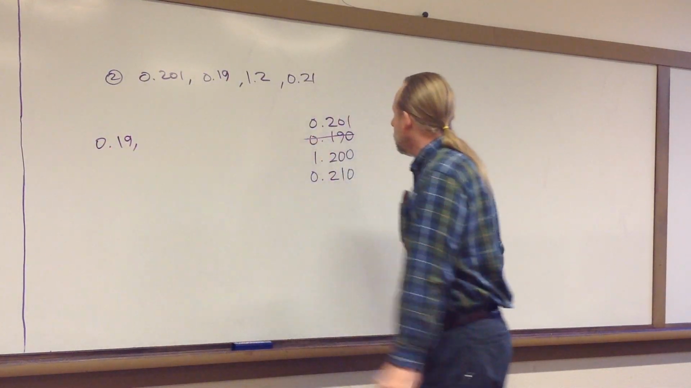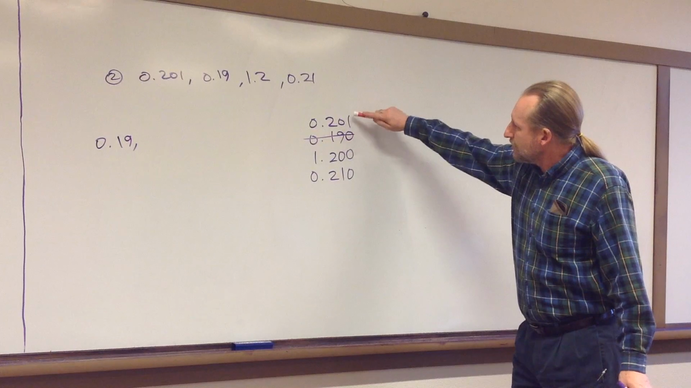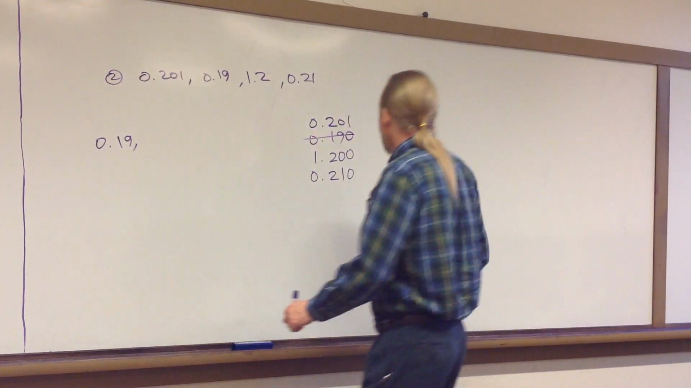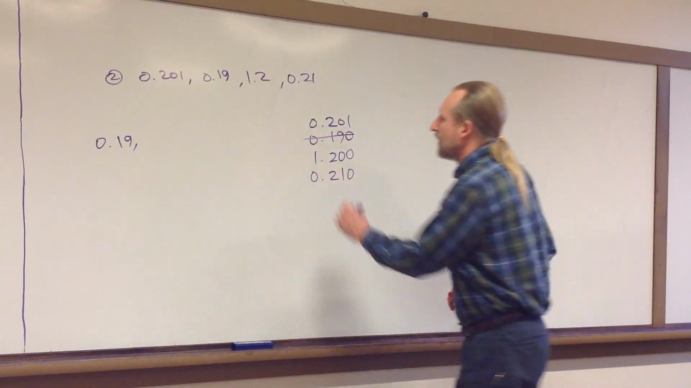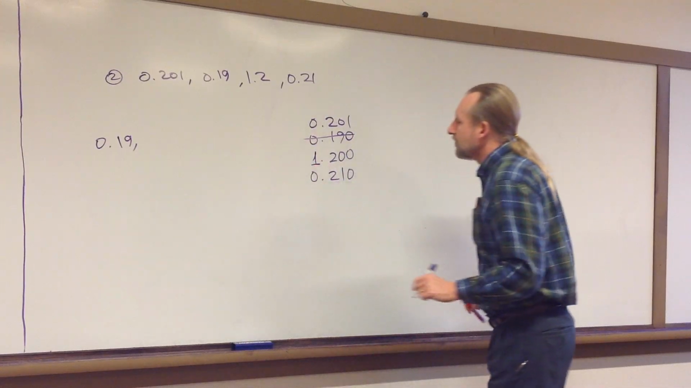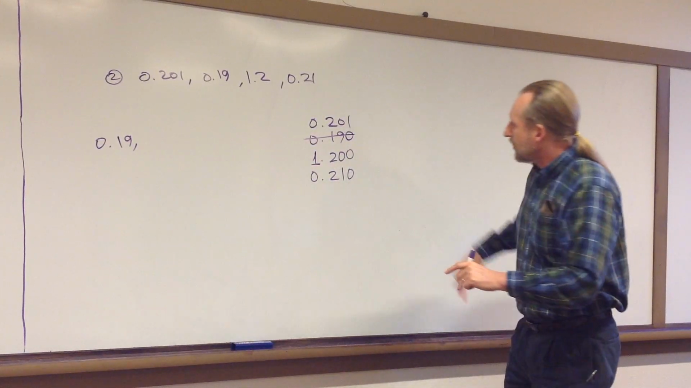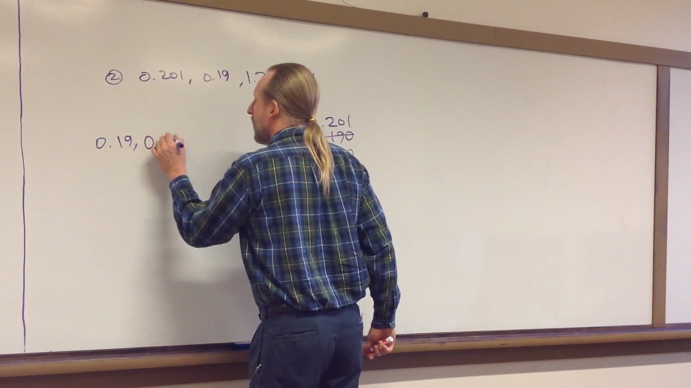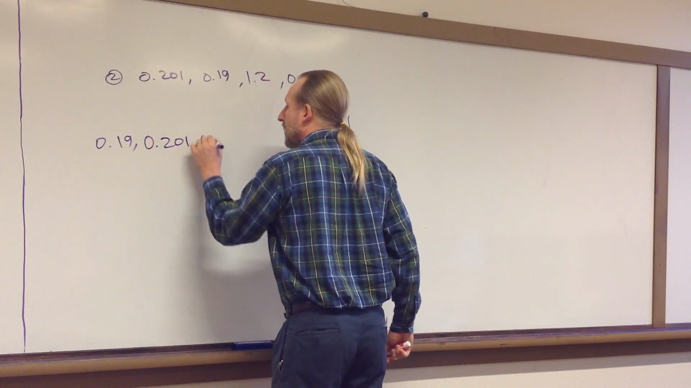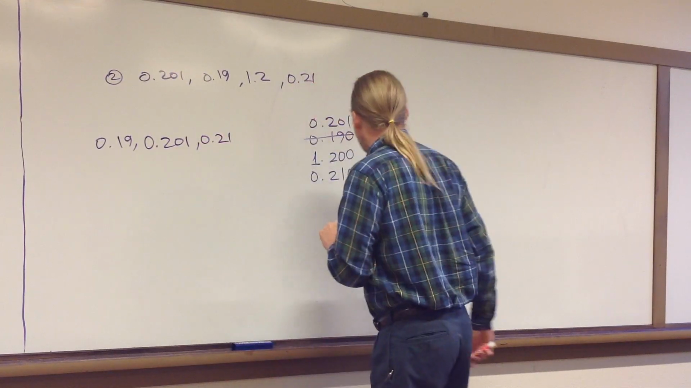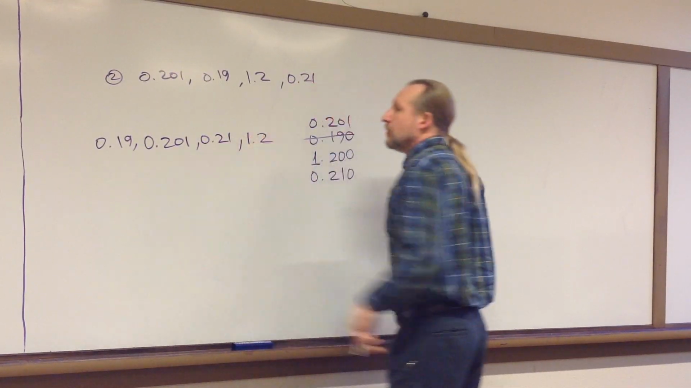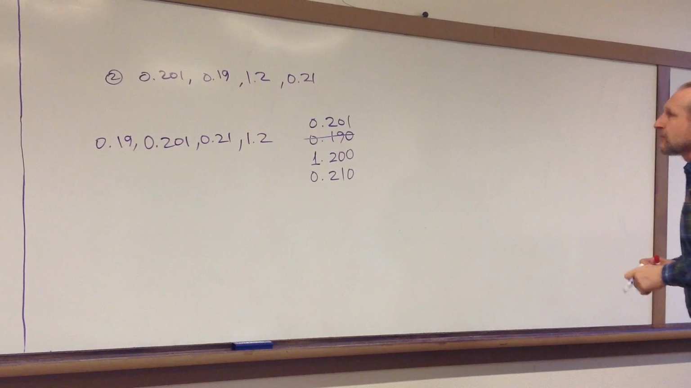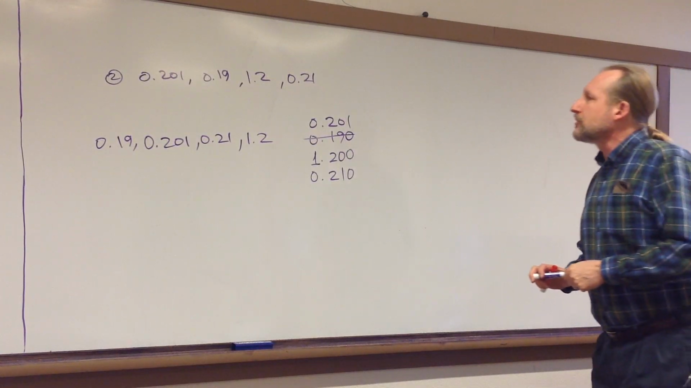So 0.19, next. So this is like 200, 201, and 210. Now this one is actually 1.2. I didn't see that 1 there for a minute. So this is going to be the biggest one. So then we're going to have the 201 and the 210 there. So 0.201 and 0.21. And then the 1.2 will come last. Okay. So that's one way to go about doing this.